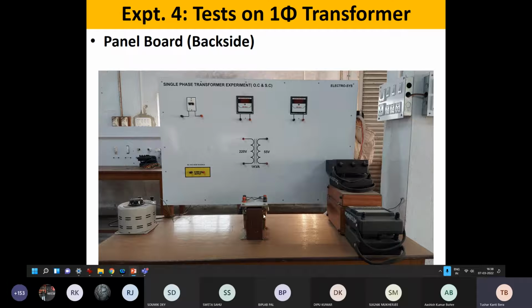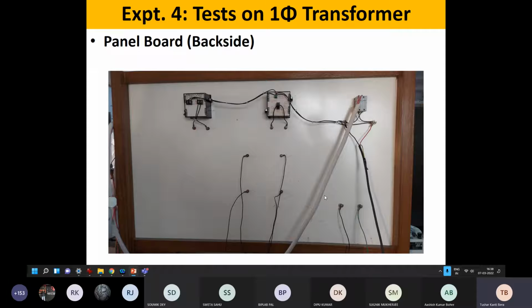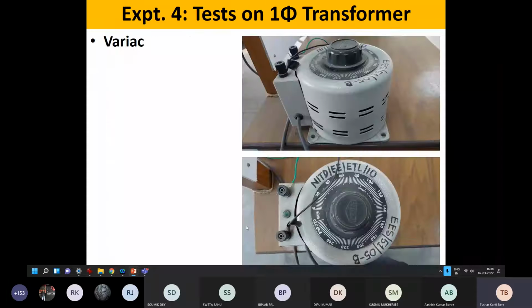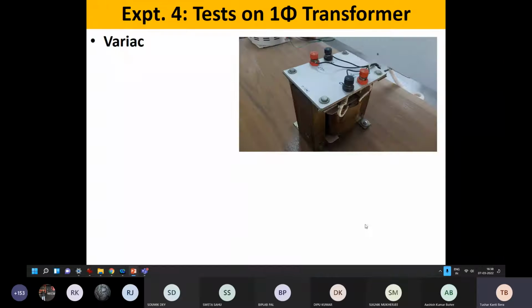So this is the panel board, and we will see that there will be a transformer and several components, which are the measuring instruments, and those instruments will be utilized for conducting the test. We will see in the video also. This is the back side of the panel board, and these are the variac or thermostat. This is another view of the transformer.